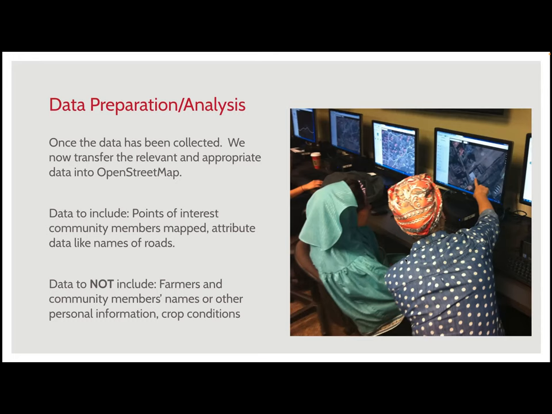And then finally, it's important to note that there's a lot of data that should not be included and probably shouldn't be collected at all in the first place. And that's farmers' names, community members' names, their addresses, phone numbers, crop conditions, things like that. That should not go on the map. Just the basic publicly accessible things like here's the clinic, here's the mill, here's the market we take our stuff to, information like that, but not personal information.